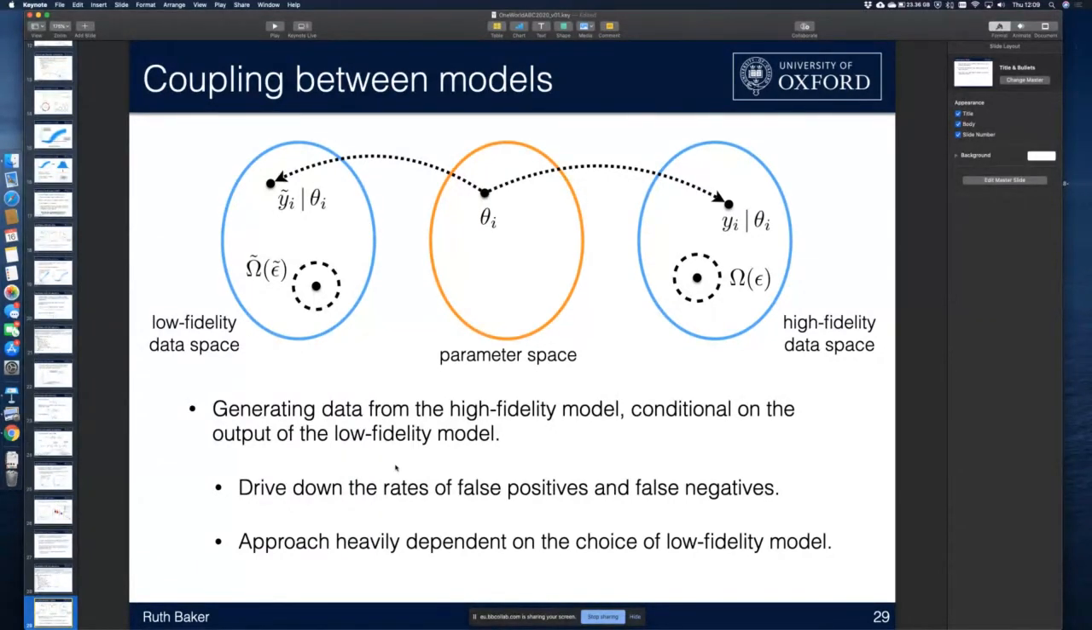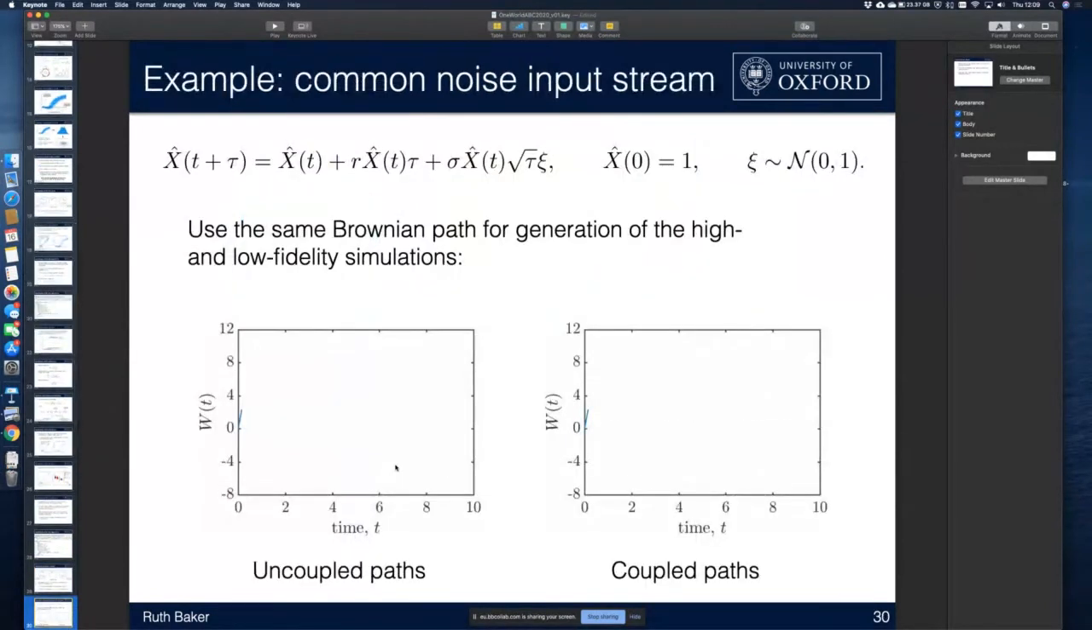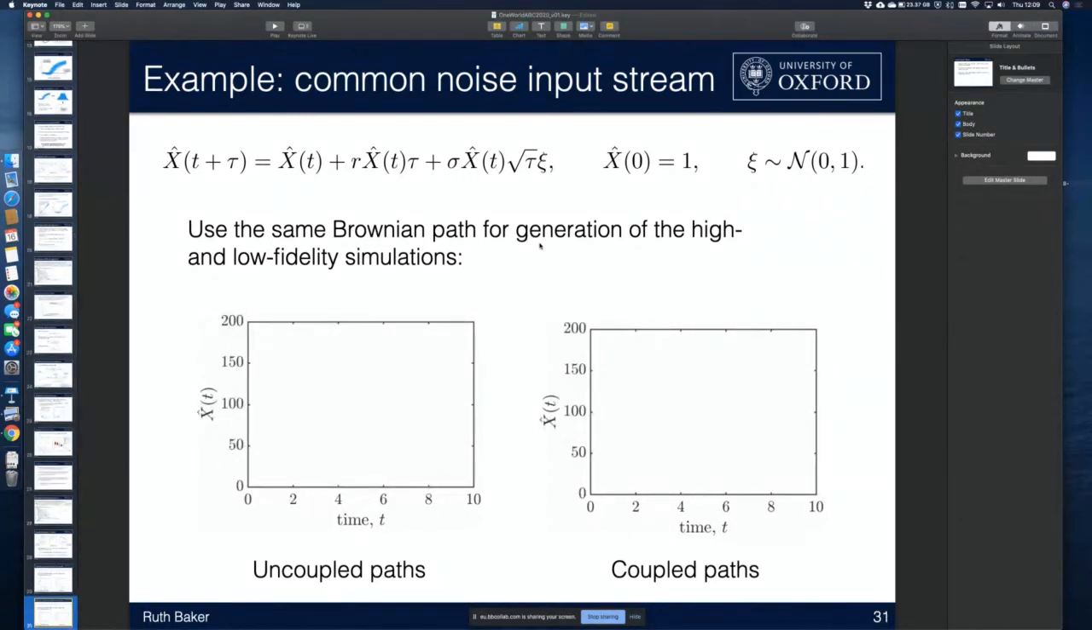use the same random input into your models. In our context, that's precisely what we did. We used a common noise input stream within the low fidelity model and the high fidelity model, and that just ensures that these models return, if you like, the same data as far as possible. As an example, using geometric Brownian motion, for this SDE, I want to use the same Brownian path to generate both the high and the low fidelity simulations.